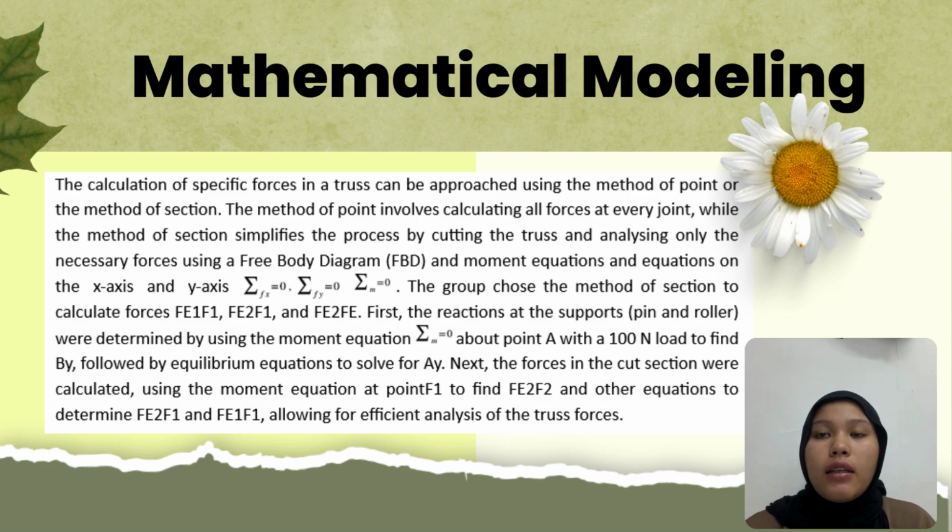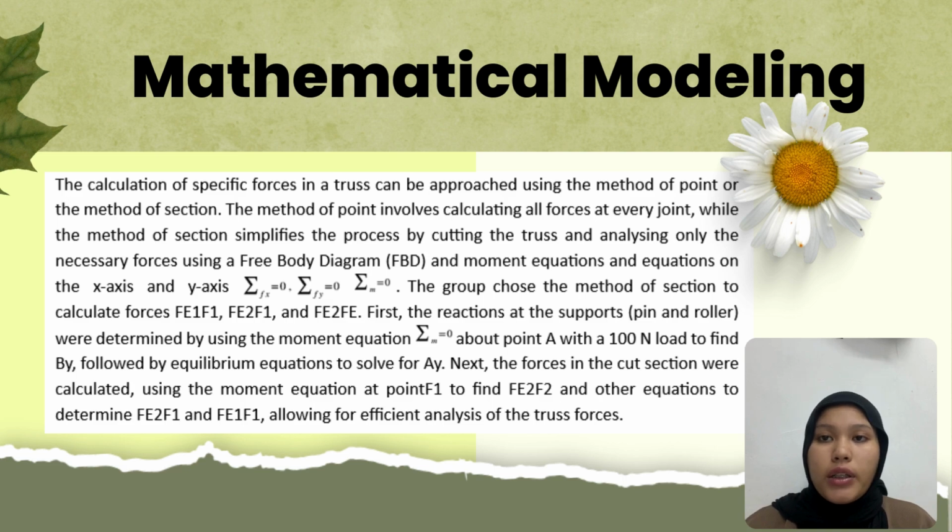When analyzing forces in a truss, two primary methods can be used, the method of joints and the method of sections. The method of joints involves systematically calculating the force at every point in the truss by applying the equilibrium equations sum Fx equals 0 and sum Fy equals 0 to ensure the system is stable.